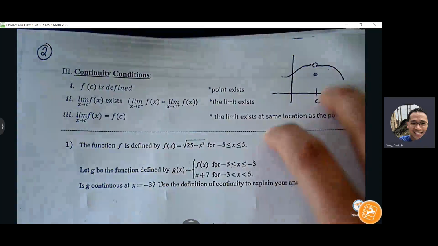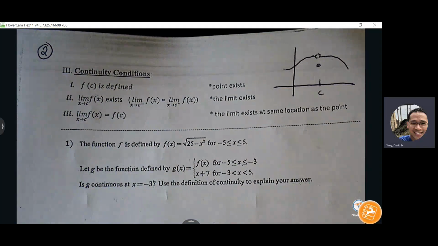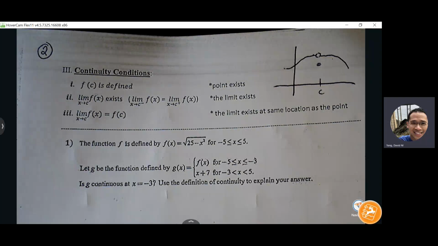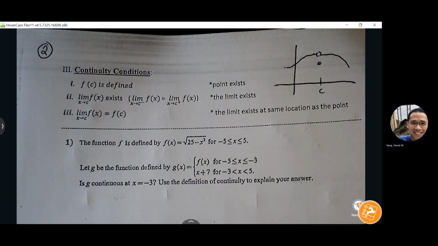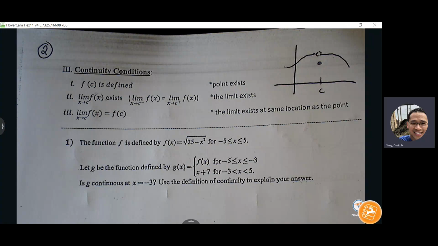So in this example that I'm creating, it passes the first test because the point exists. It also passes the second test because the limit exists. But then if it passes the second condition, we keep going. The third condition is saying, does the limit live in the same place as the ordered pair? And in this case, would it pass or fail the third condition?